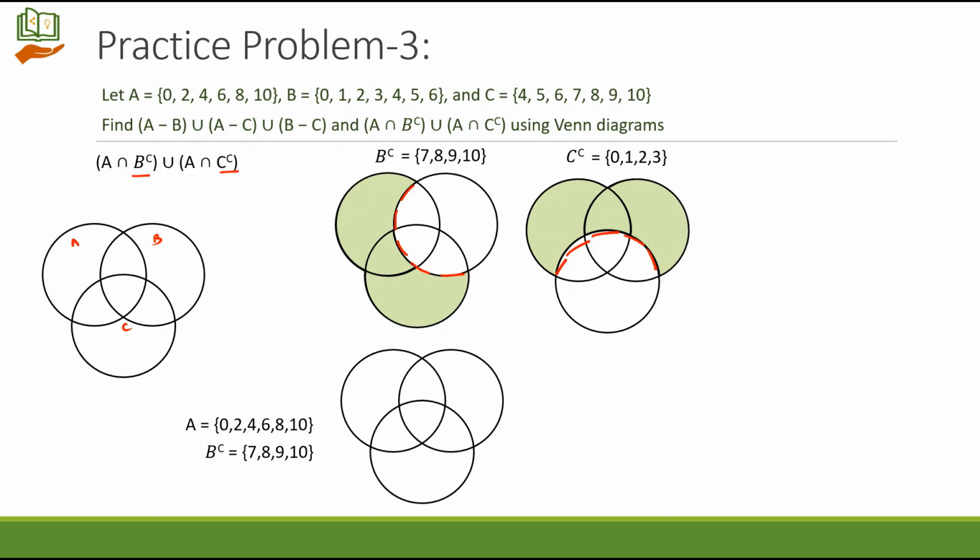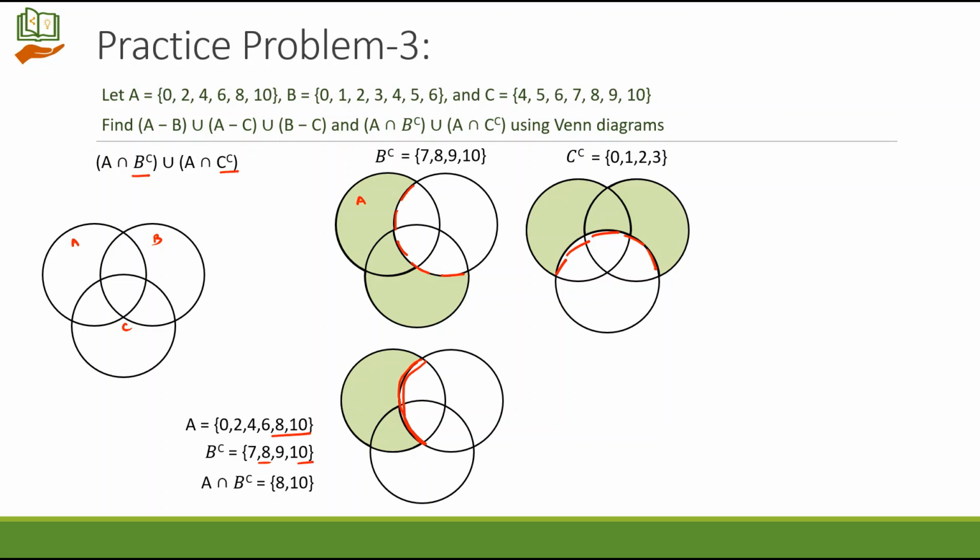Let's take A intersection B complement. So A is given here and B's complement value is computed already. So this is A and intersection B complement is this part alone. So what is present in A and B complement together? We have 8 and 10 in common. So these two are common. A intersection B complement will have 8, 10.